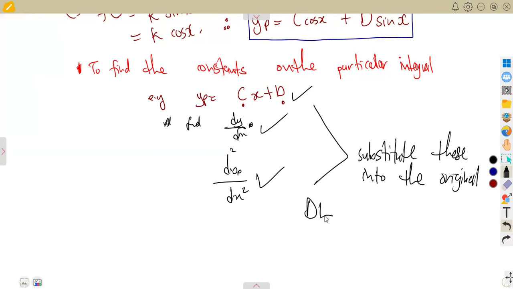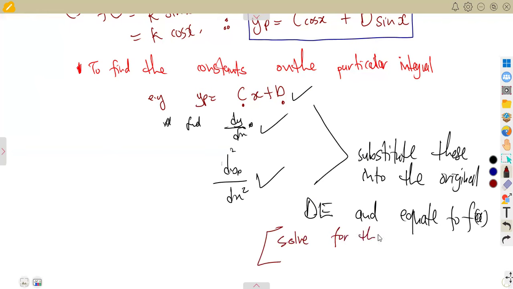DE and equate to f of x. As we saw, the left-hand side of the DE is the one that has got y, dy dx, the second derivative. The right-hand side, it has got what? F of x. So you equate to f of x. Then you are supposed to find the constant, or solve for the constants. So in that manner, you are supposed to solve for the constants.